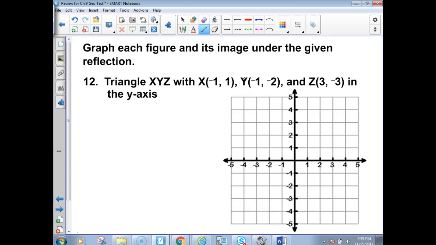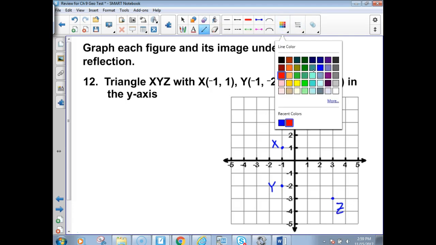Okay, so next we're going to start plotting again. I'll go back and get a blue pen. All right, negative 1, 1 is left 1, up 1, label it x. Negative 1, negative 2, label it y. Left 1, down 2. Z is at 3, negative 3, that's right 3, down 3. Draw the triangle that they would create.